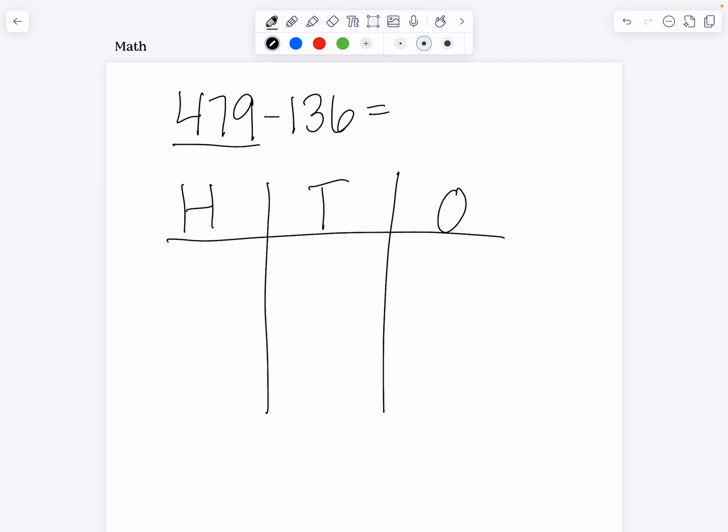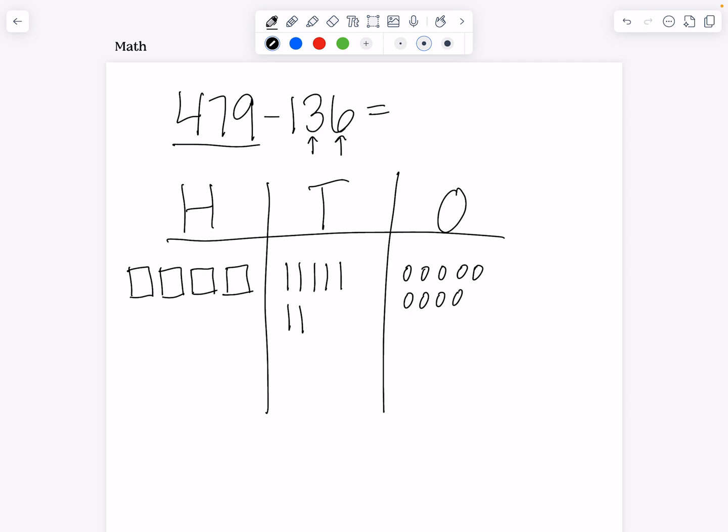So let's start by drawing 479. So 1, 2, 3, 4 hundreds, 7 tens, and 9 ones. All right, so I've got my number 479. Now I'm going to look at the number that I'm subtracting, and I'm going to look in each place value place to see what I'm going to take away. I always am going to start in my ones place, always.